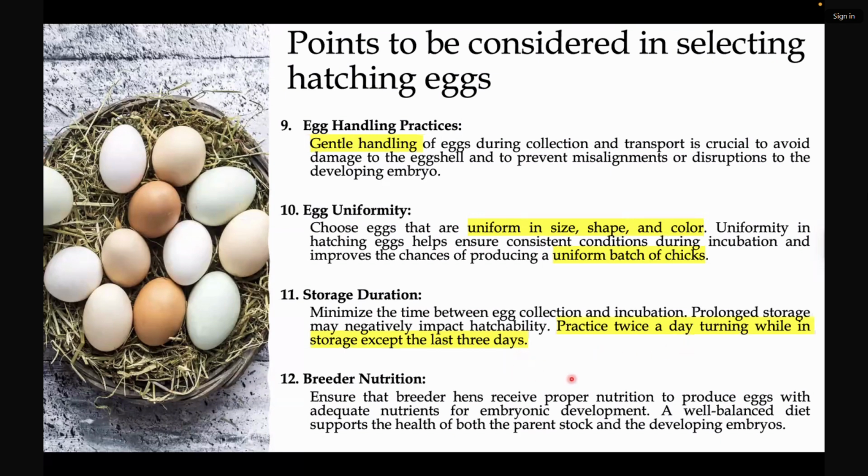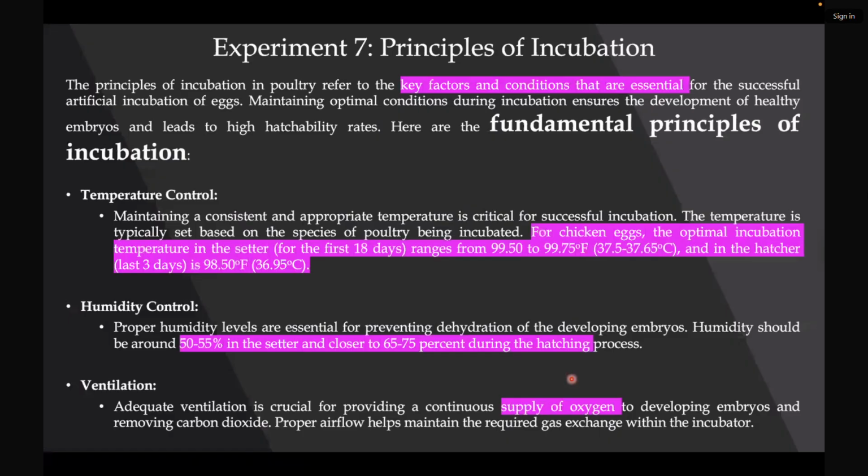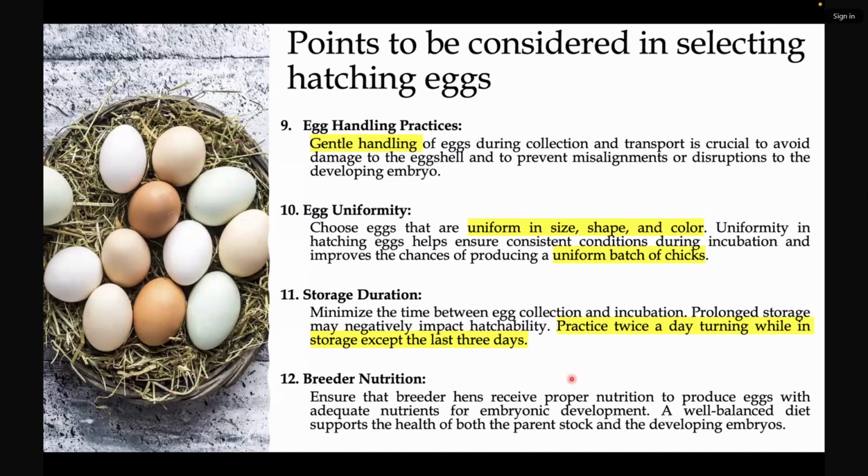Breeder nutrition is also important, and that's all. Okay, principles of incubation. So that's all for today's lecture.